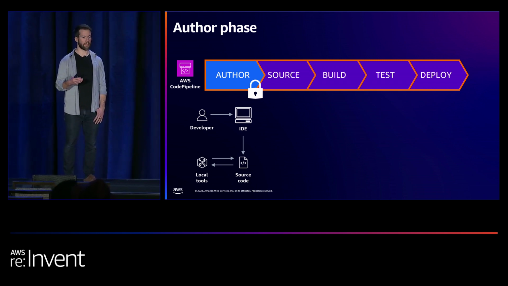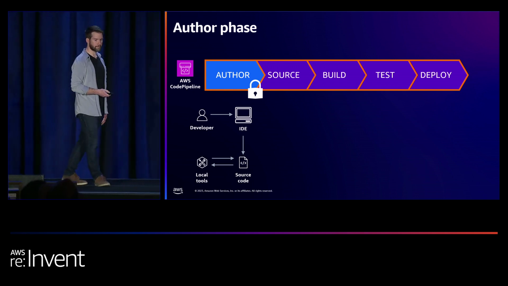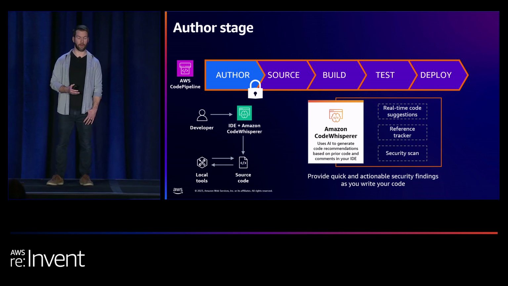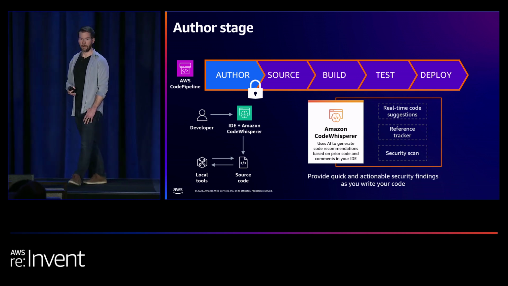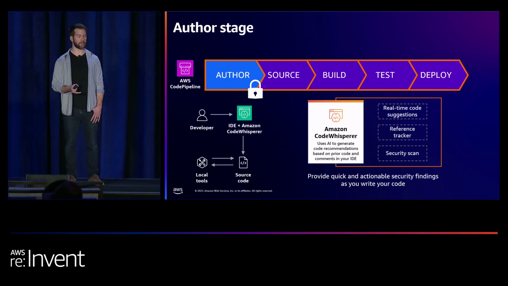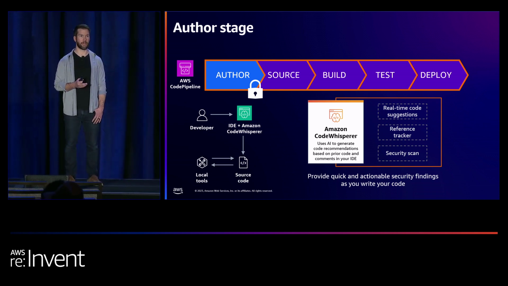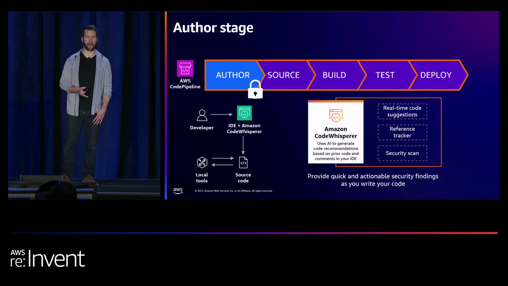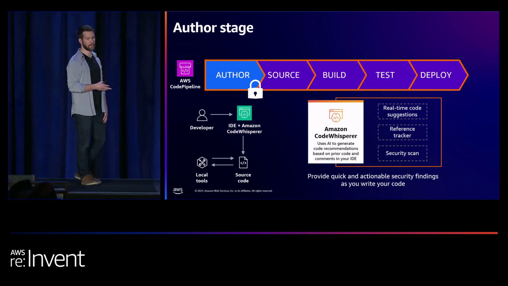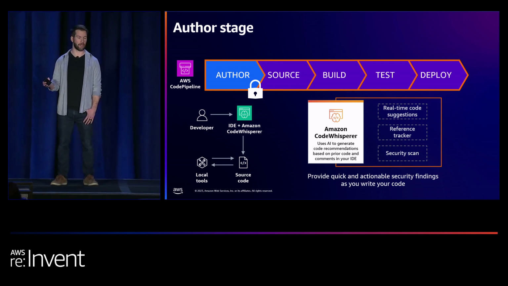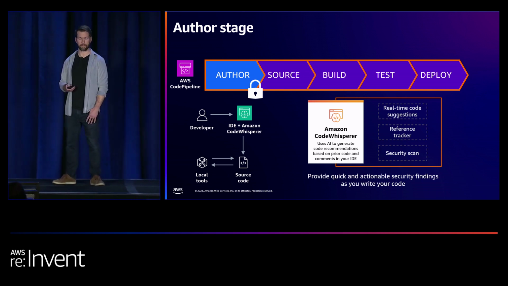But what if you had something that helped you write secure code while you're actually writing it? Recently, we launched a tool called CodeWhisperer, which helps you write code faster and more securely. It's an AI-powered tool for developers, and it uses artificial intelligence to generate code suggestions in real time in your IDE. It can also provide actionable security findings as you're writing your code. And the way it does this is CodeWhisperer's security scan is integrated with Amazon CodeGuru Security, which we're going to look at shortly.